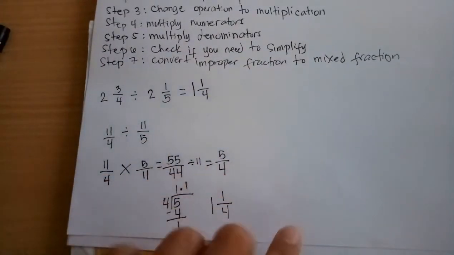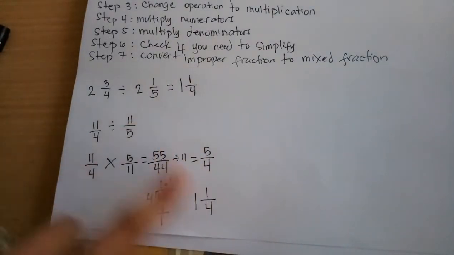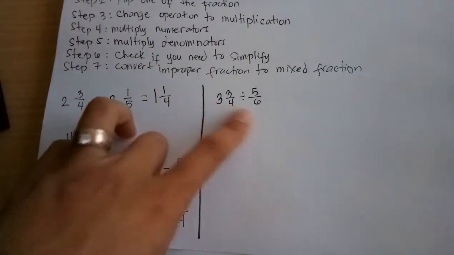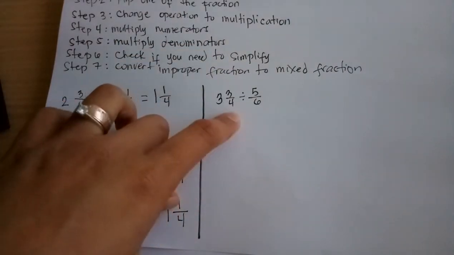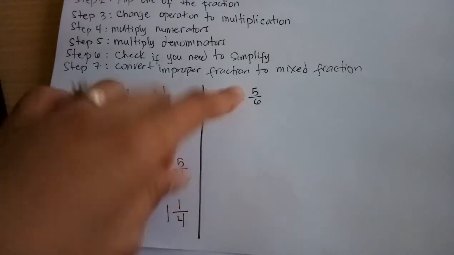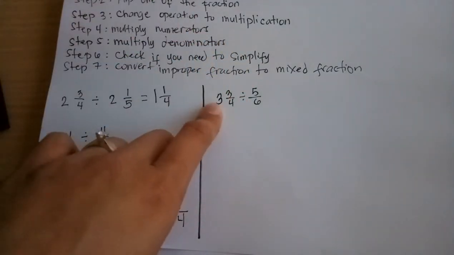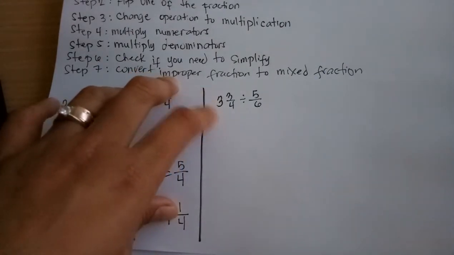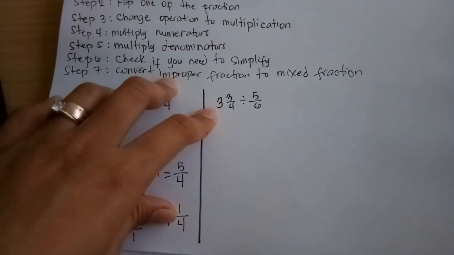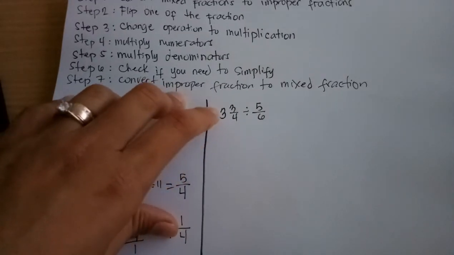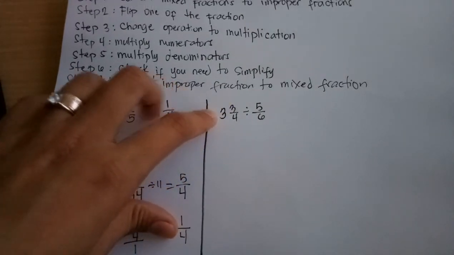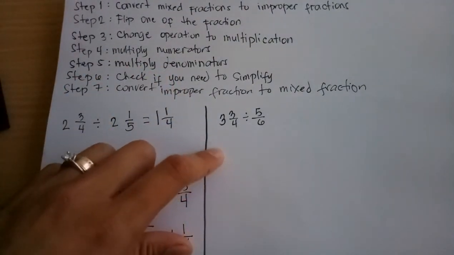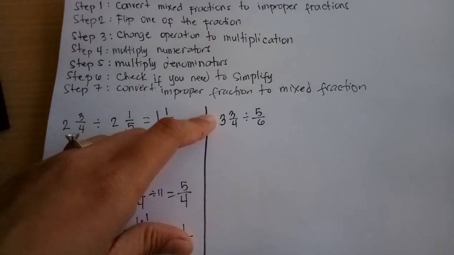I'm going to give you one more example over here so that you will understand how easy it is. Let's say we have the problem of 3 and 3/4 divided by 5/6. Now you will say, Miss Maria, there's only one mixed fraction here. It's all right. Even if there's only one mixed fraction in the problem, you will still have to convert this mixed fraction to an improper fraction. So I'm going to write the improper fraction equivalent of this mixed fraction.